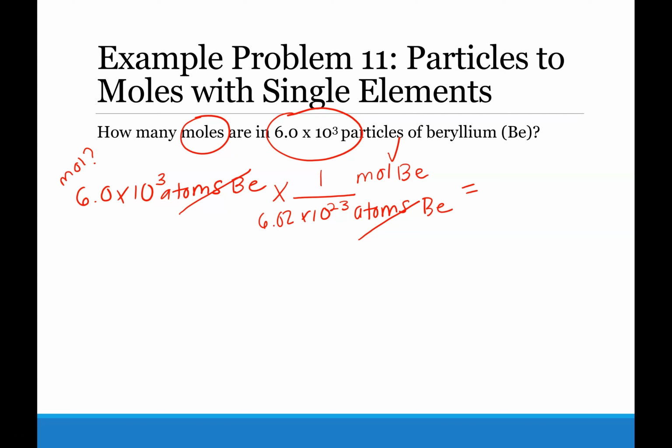and you will get 9.967, so 9.97 times 10 to the minus 21 moles of beryllium. Let me know if you have any questions with example problem 11.